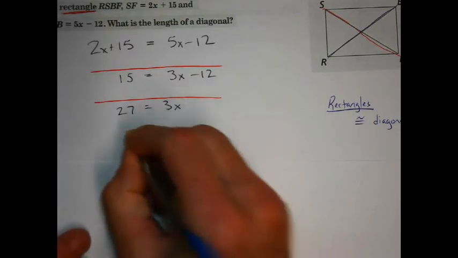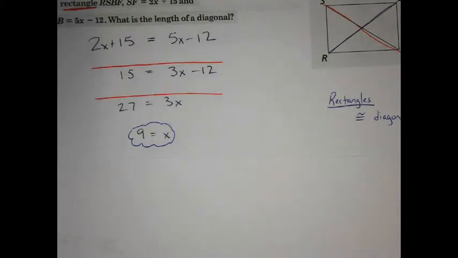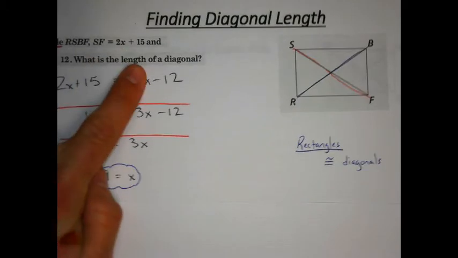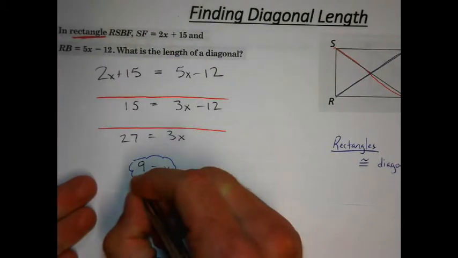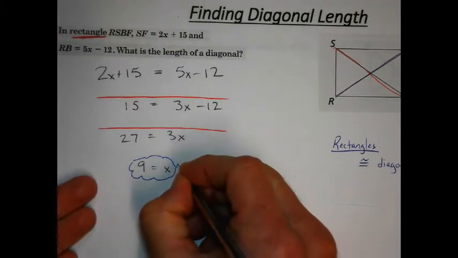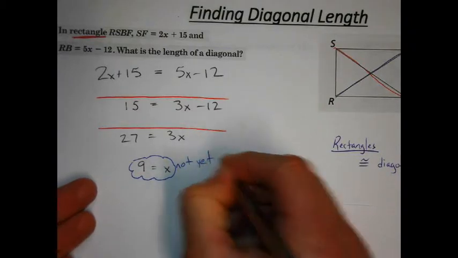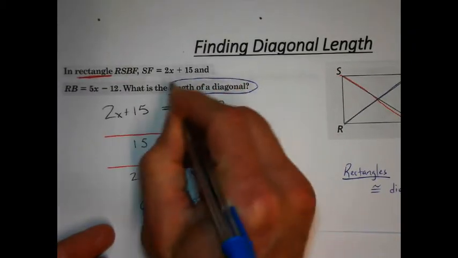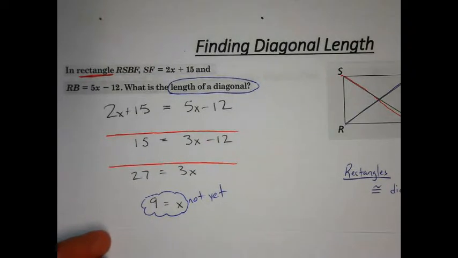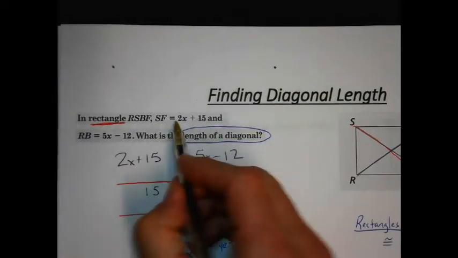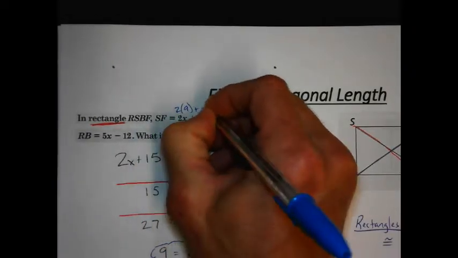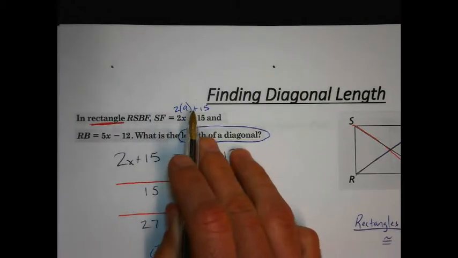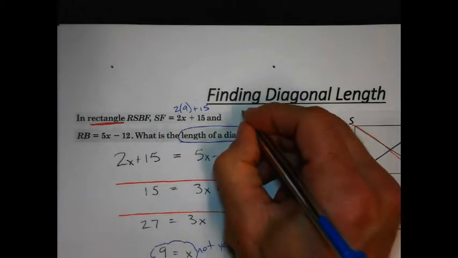But why did I circle that? That's not the question. The question is, what is the length of the diagonal? So don't circle yet. Not yet. Read the question. The length of one of the diagonals. So we know x is 9. Well, now we know 2x plus 15, but x is 9. So 2 times 9 plus 15. That's 18 and 15, that would be 33.